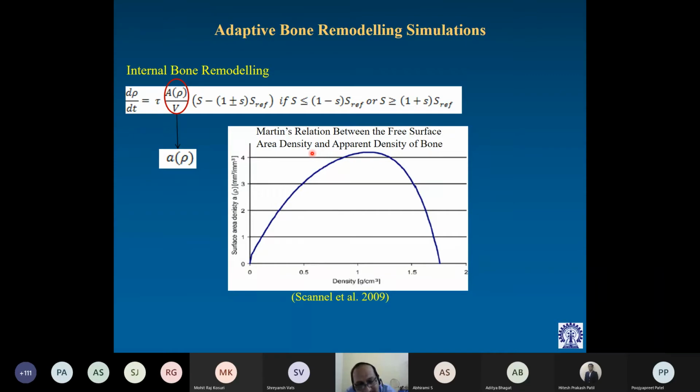Now, if the bone structure is very dense, there is not much porosity in the bone structure, then obviously the rate of bone remodeling in that zone will be very less, because there is hardly any free surface area available for remodeling. Okay, so if you see the nature of this graph, starting from the 0 point, as the density is increasing, you can see in the zone up to say 1 gram per cc, that means up to compact bone or a cortical bone region, you can expect the free surface area density to be increasing.